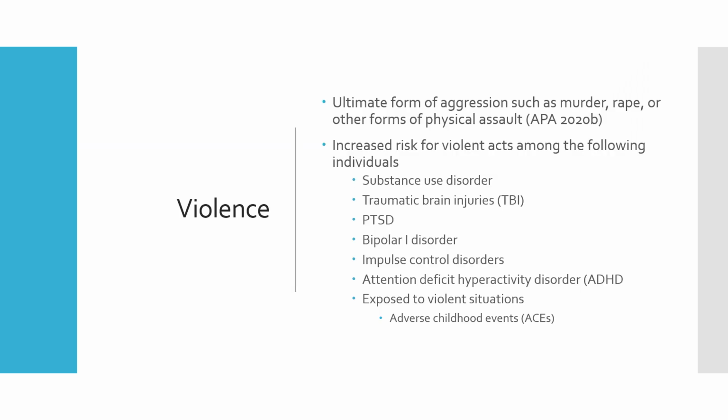So when we speak of violence, this is actually the ultimate form of aggression. So murder, rape, other forms of physical assault would be included in that definition of violence. So who's at risk? Substance use disorders, traumatic brain injury patients, PTSD, bipolar, impulse control disorders, ADHD, or even exposure to those violent situations. Let's say a child, right, sees his mother murdered by his father. That exposure to violence puts him at risk for future violent acts.